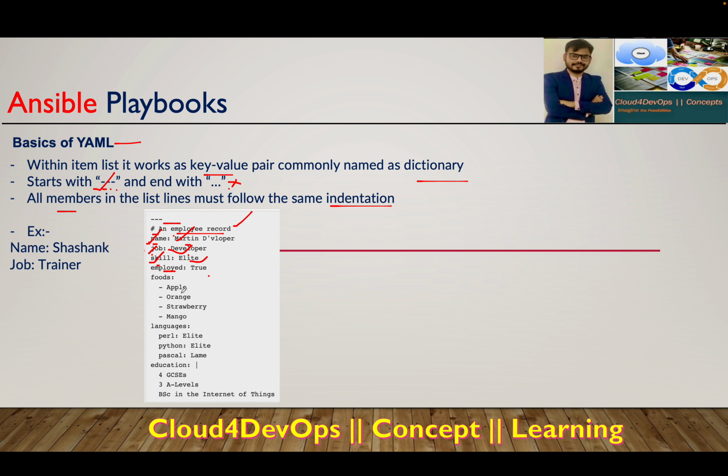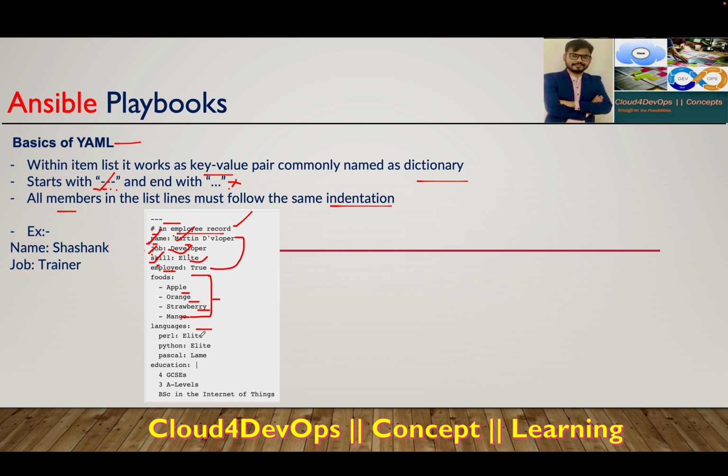Then we have foods: apple, oranges, strawberry, mango. Then we have languages, right? So this part is called a list. This is not a dictionary. A dictionary works in a key value pair, which is this part. This part is a list, right? Within food, we have a different set of list written over here.